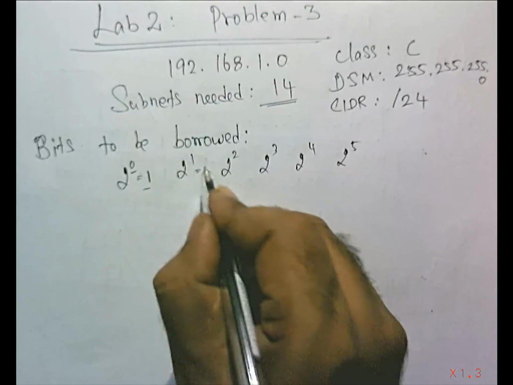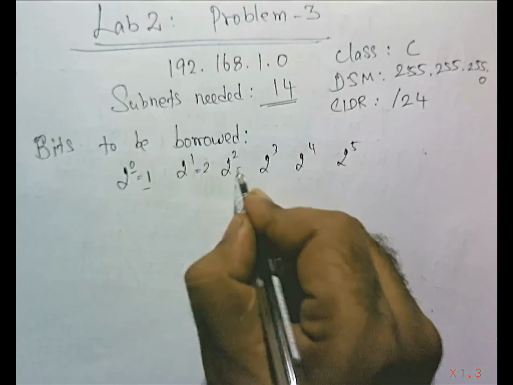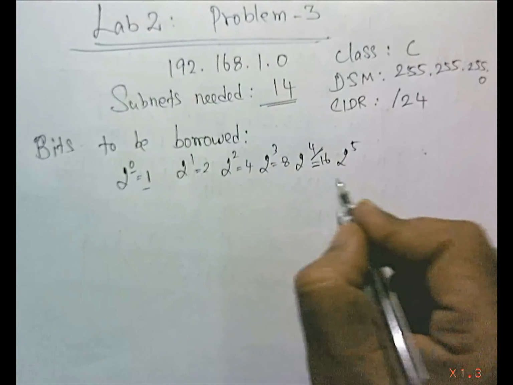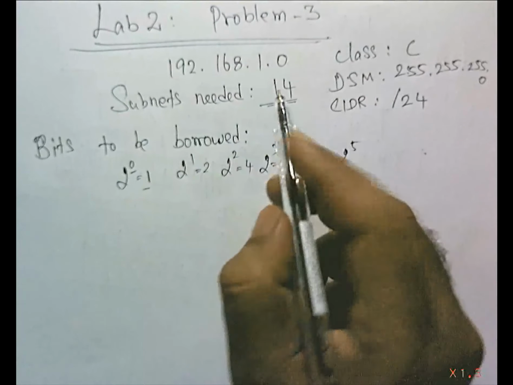2 to the power of 1 is equal to 2, then 4, 8, 16. So if you borrow 4 bits, you can have 16 subnets. Exactly 14 is not possible, you can have 16. So we have to borrow 4 bits. This is what we understand from this.